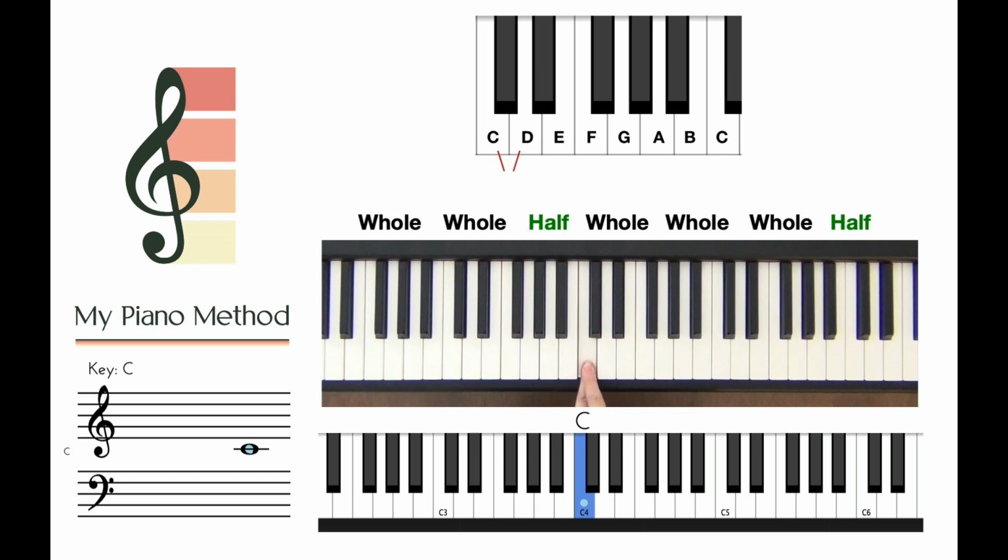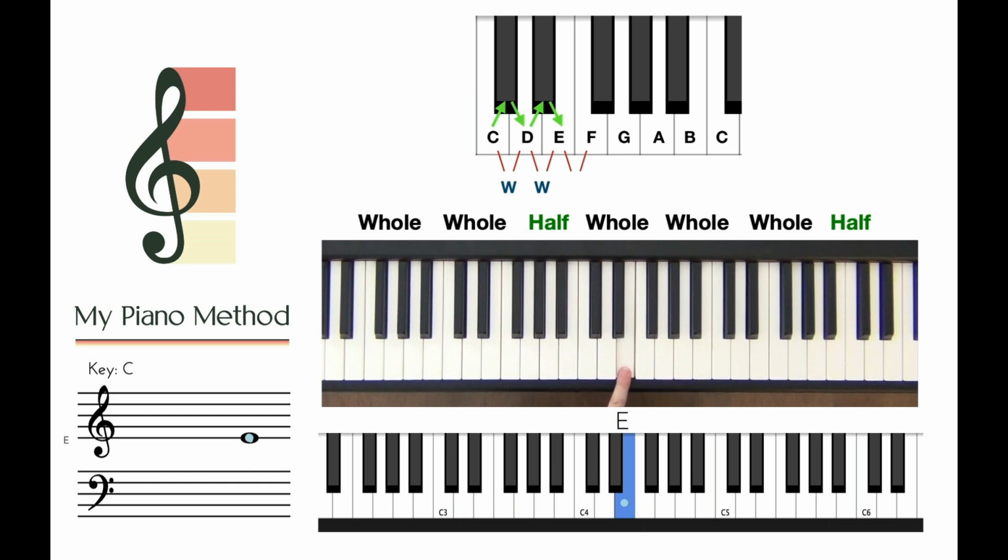Now we know that a whole step is 2 half steps. So we move up 2 half steps, 1, 2, and we land on a D. So D is the second note in our C major scale, and it's not sharpened and it's not flattened. From the D, we know we have another whole step, so let's move up a whole step, 1, 2. We land on the E. So the E is the third note in this major scale.